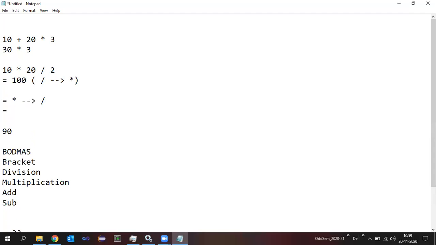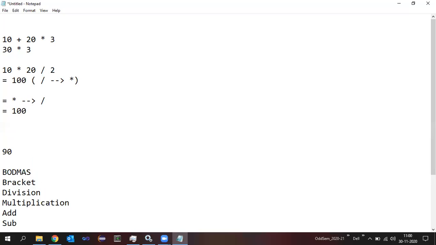100. We get 100 only, right? Now, why I'm taking this example is that, pay attention here. When there are operations like multiplication and division, if you do division first and then multiplication later, or if you do multiplication first and division later, you get the same result. Isn't it?